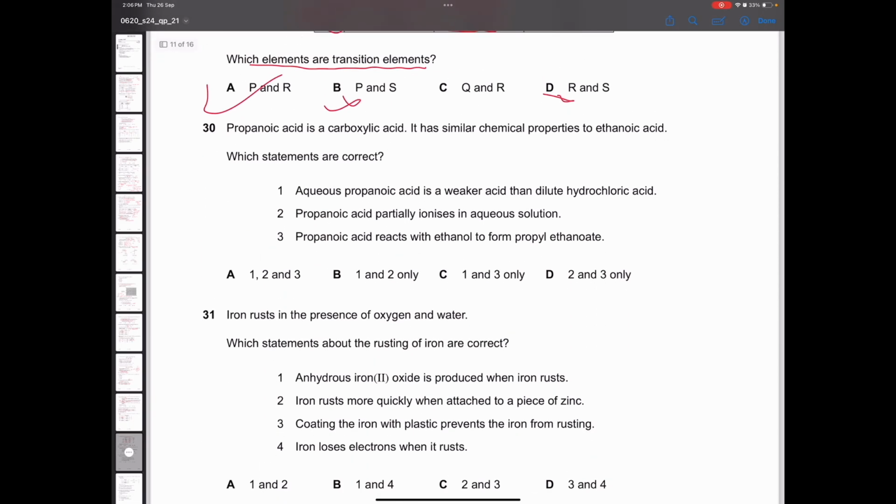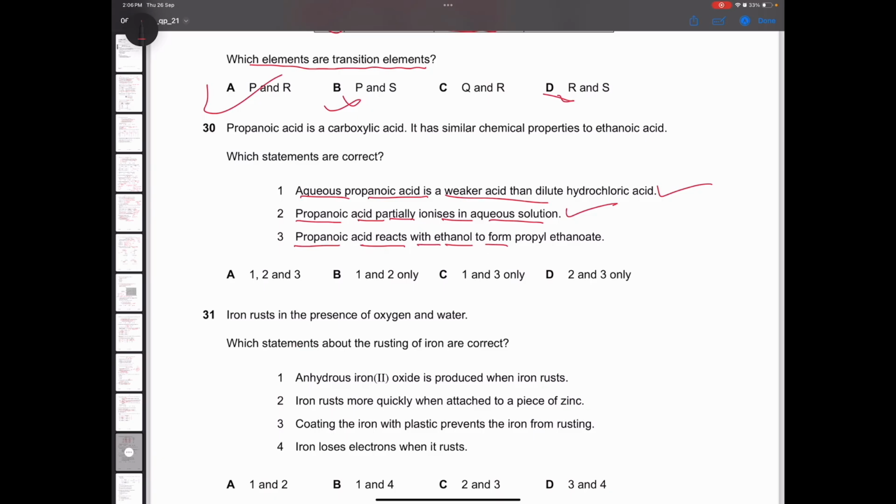Propanoic acid is a carboxylic acid. We know that all carboxylic acids are weak acids, so they dissociate partially, or you could say they partially ionize. That is the correct one. So let's check. Aqueous propanoic acid is weak. True. Propanoic acid partially ionizes in aqueous solution. True. Propanoic acid reacts with ethanol to form propyl ethanoate.